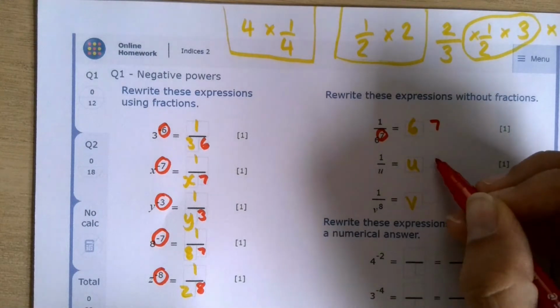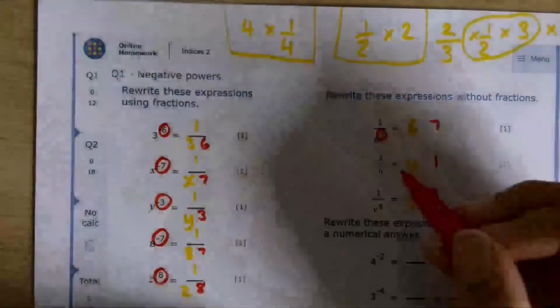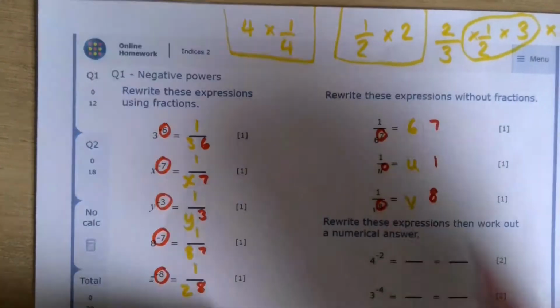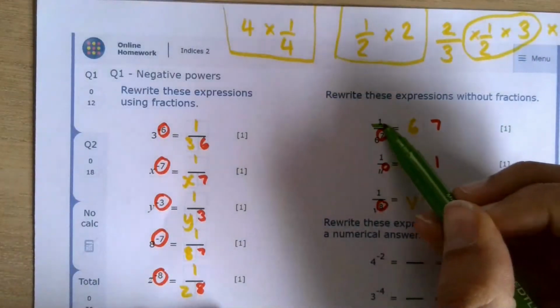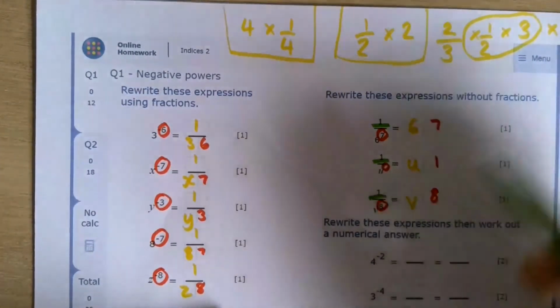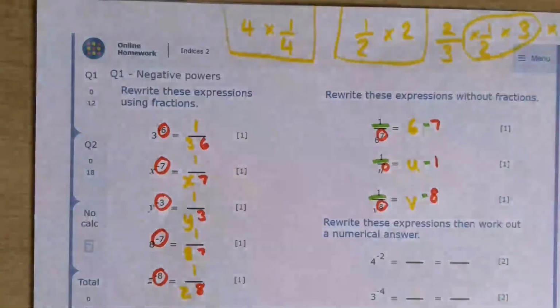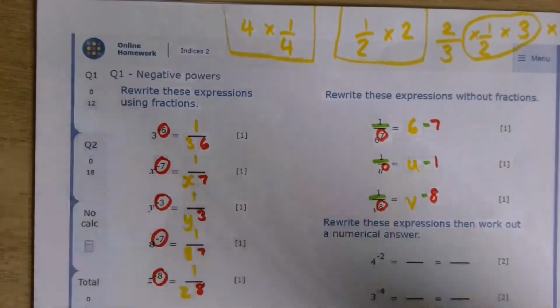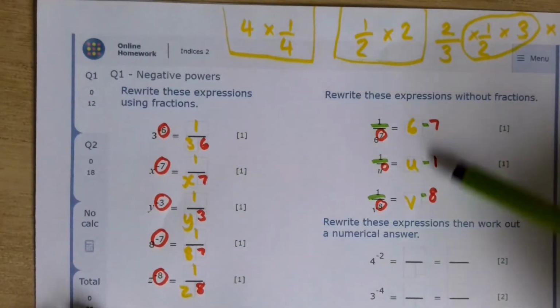There's only 1 u, so it's to the power of 1, and there's 8 v to the power of 8. But they're all fractions. All of these are fractions. So think about the fraction bar as giving a negative to the power, like so. So we've got the base, we've got the power, and then we've got the fraction bar that turns it into a negative.